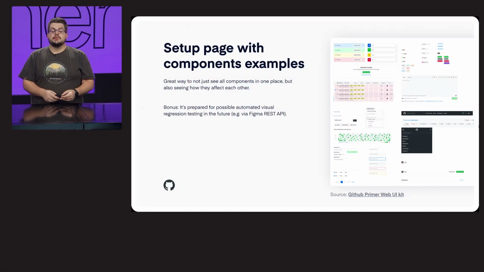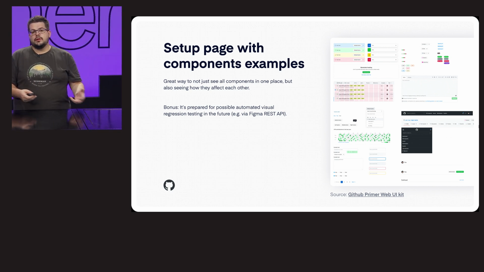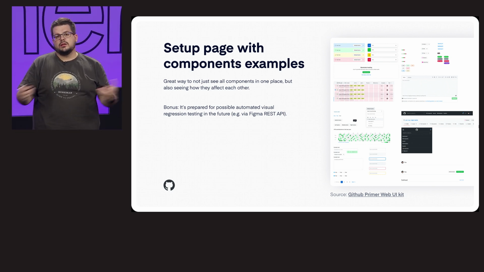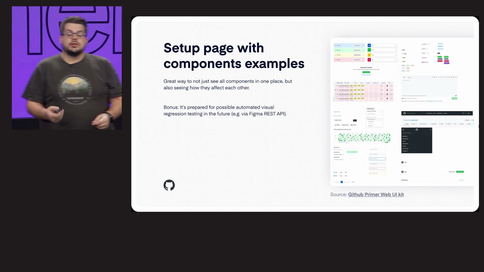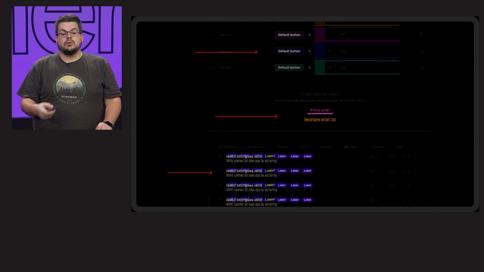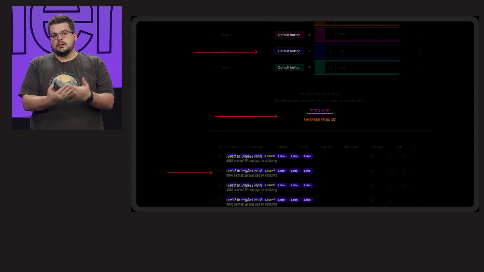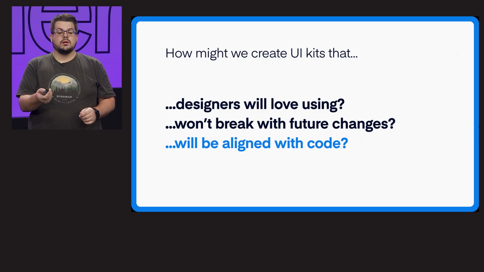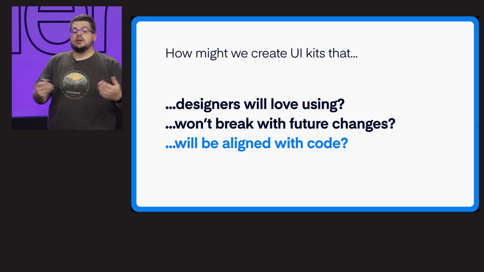There is one more nice example I found in the Figma community, and it's from GitHub Primer. What they do is that they set up pages with component examples with all the different variants or all the different combinations, and also combining different components together. This is great, not just because you can see what broke if you change something, but also if you apply the overlay technique that I showed you, you can identify changes even faster. So let's go to the last part.